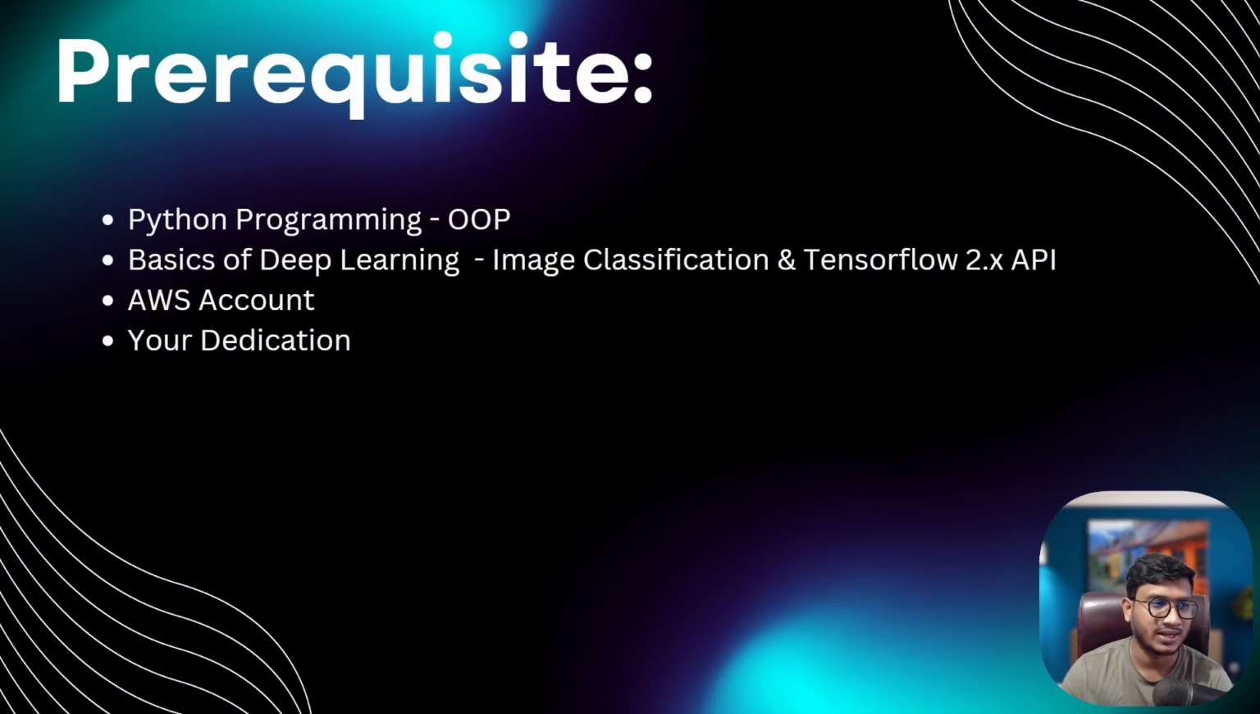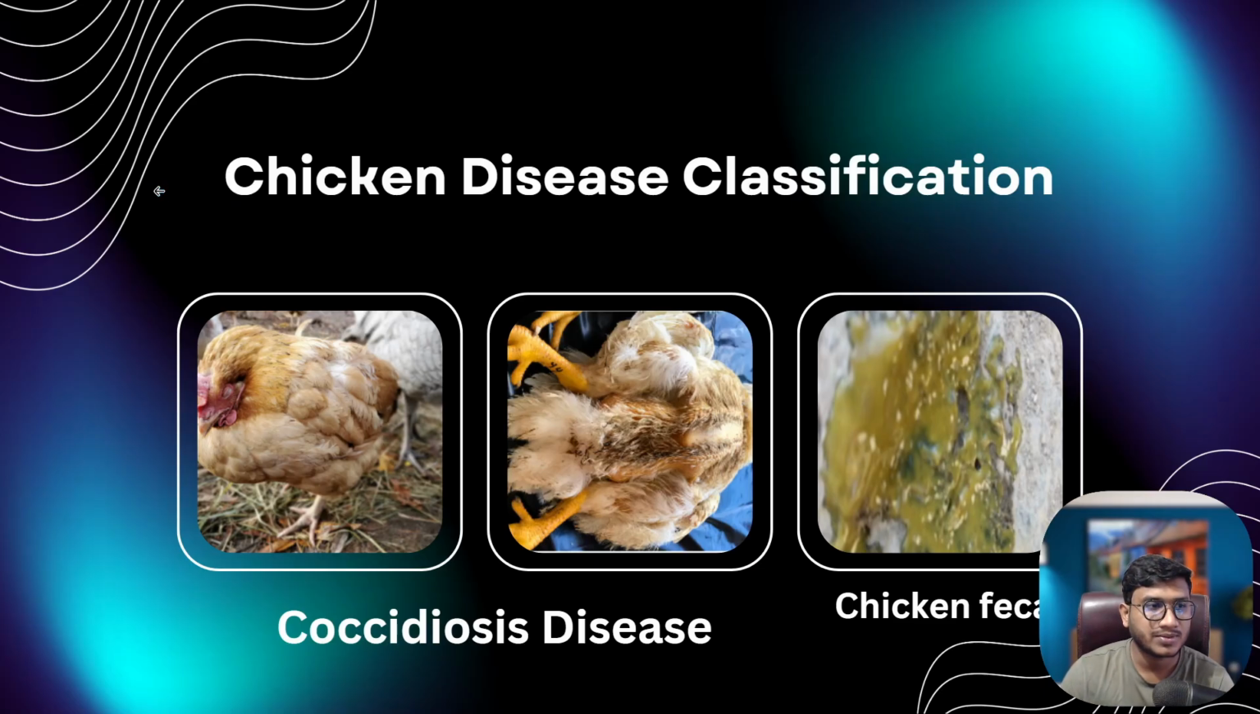Okay, whatever I'll be explaining here. Now guys, let's come to the problem statement. So here we'll be solving one problem statement called chicken disease classification. I think you know chicken actually has different kinds of disease.